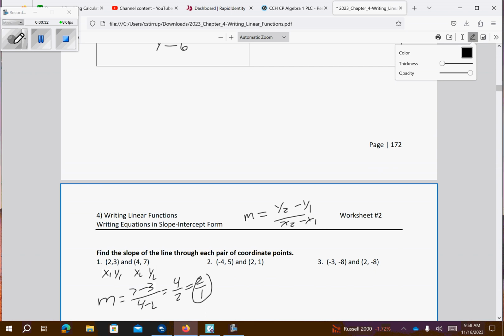Next problem, x1, y1, x2, y2. So plug them in. y2 is negative 8 minus negative 8 over 2 minus negative 3. That's going to give me positive, so that's negative 8 plus 8, which is 0, over 5. So this means we have a slope of 0.